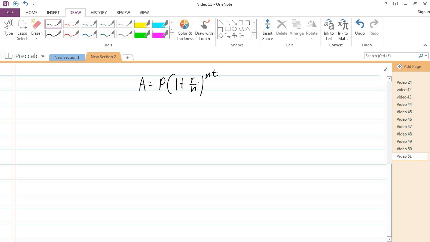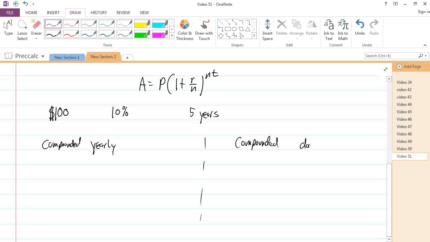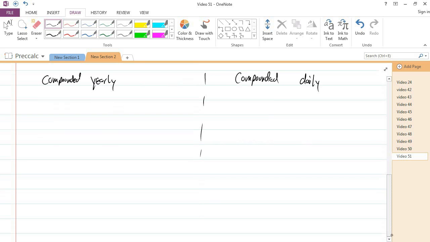Okay? And so let's look at $100 at a 10% rate of interest. And let's have that money for 5 years. And let's look at two scenarios. One is that the money is compounded once a year. And the other is that it is compounded every day. And you may be seeing where this is headed.